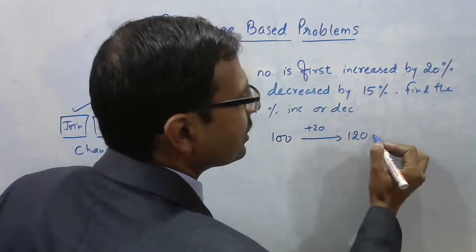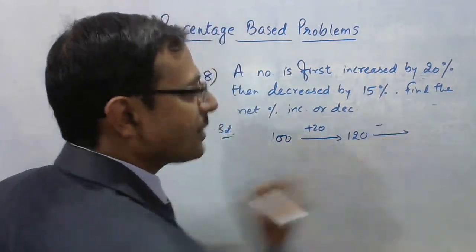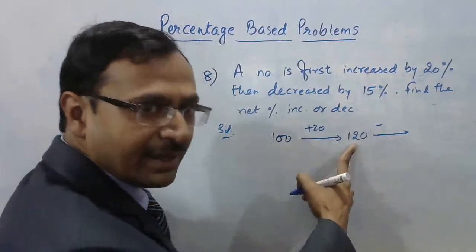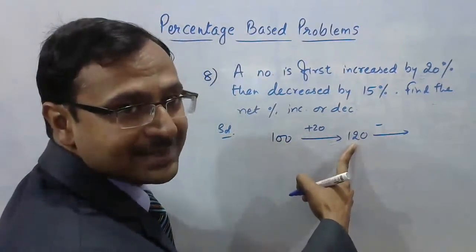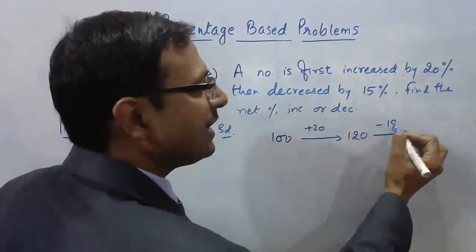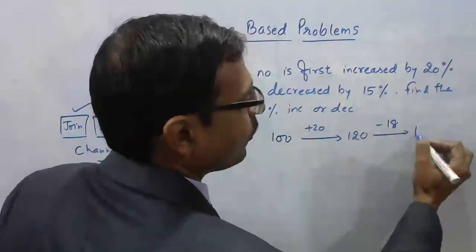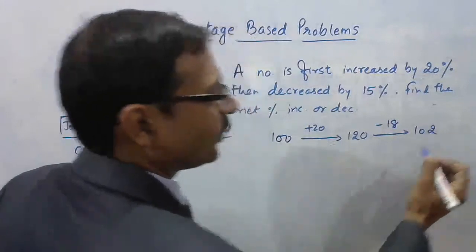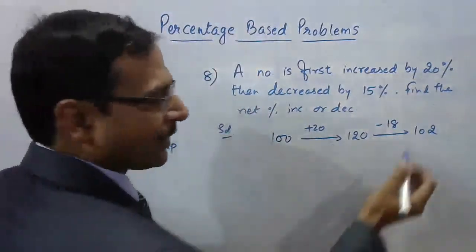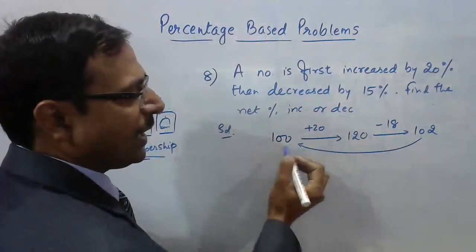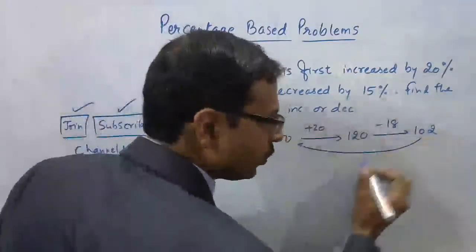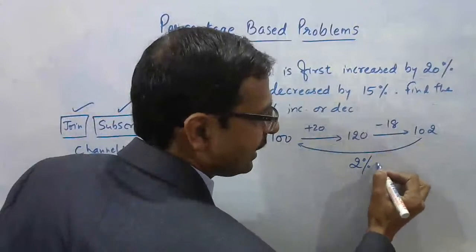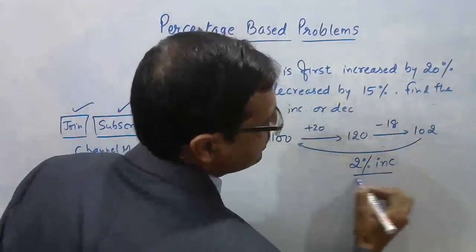So 15% of this is to be subtracted. 10% is 12. So 5% is 6. 12 plus 6 is 18. So 18 decrease. So this has become 102. Now, there we go. Just take the difference of these two, and we have the number is obviously increased from 100 to 102. So we have 2% increase, and that's the answer which I got.